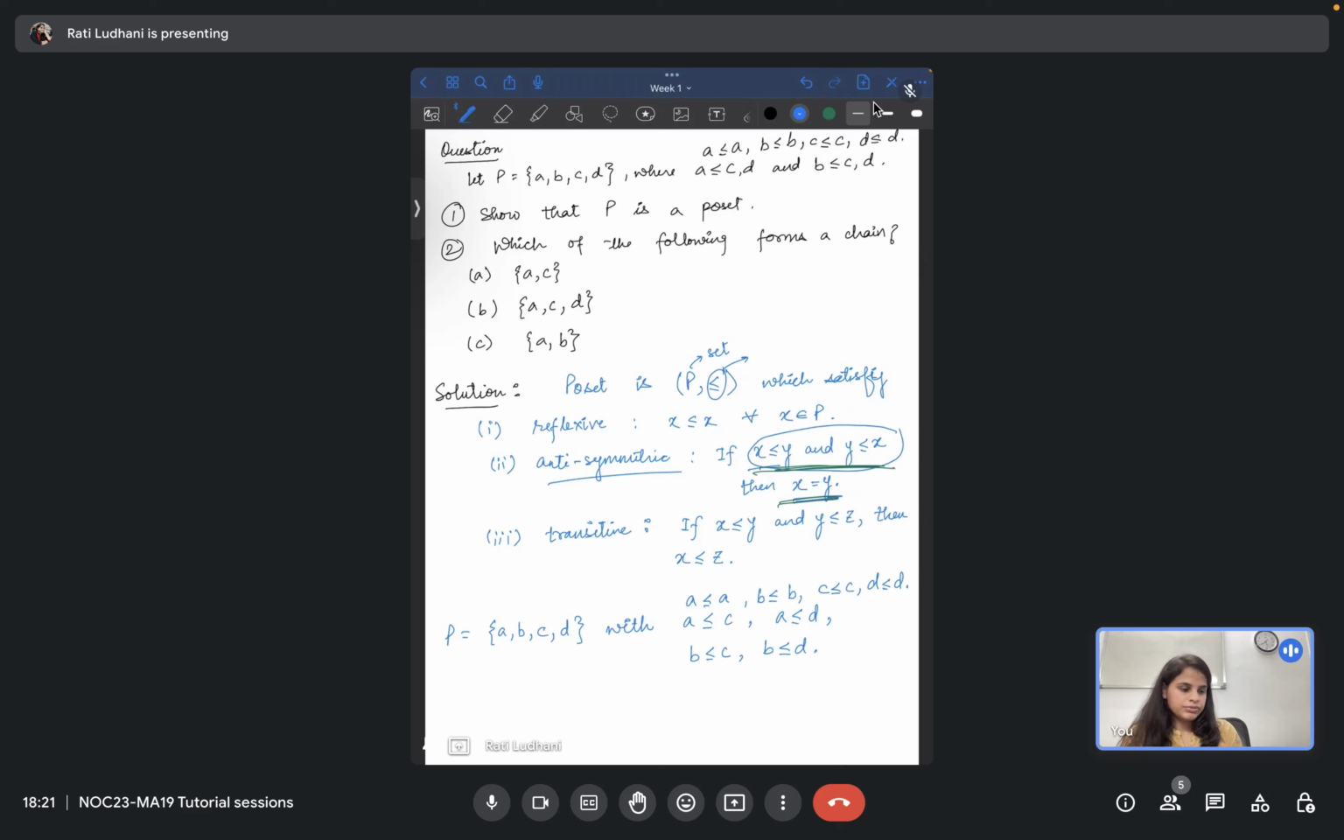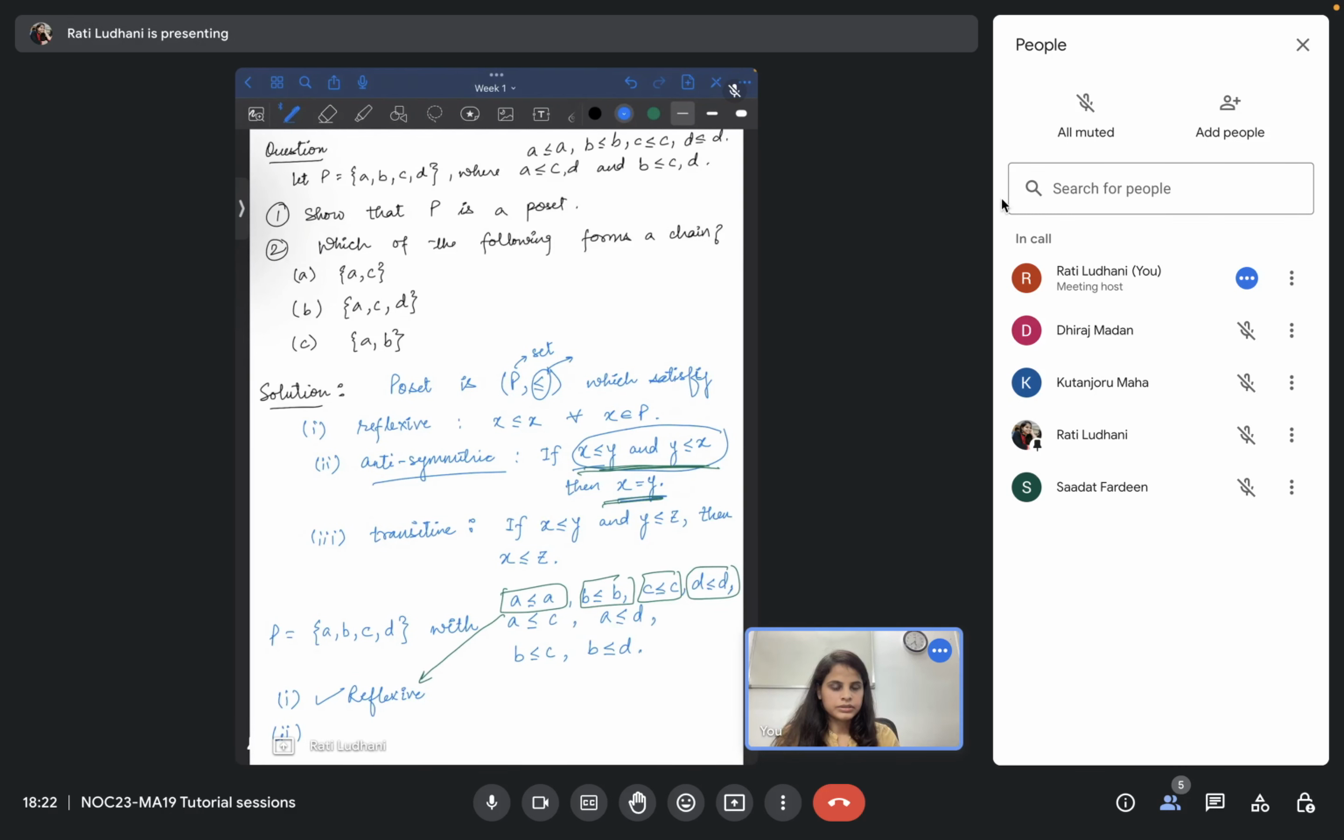Now let's check if everything holds. Reflexivity: everything should be related to itself. So the first property is satisfied, right? First is okay because all these four relations are there. Reflexivity, is that okay? Great.